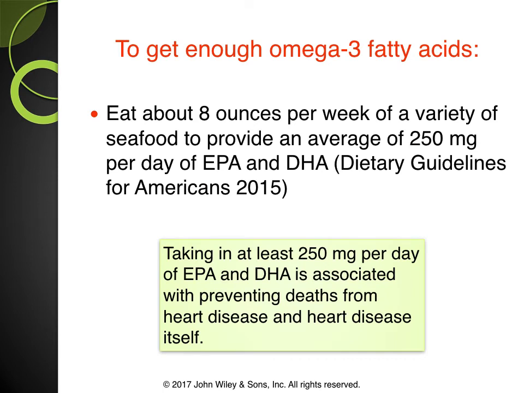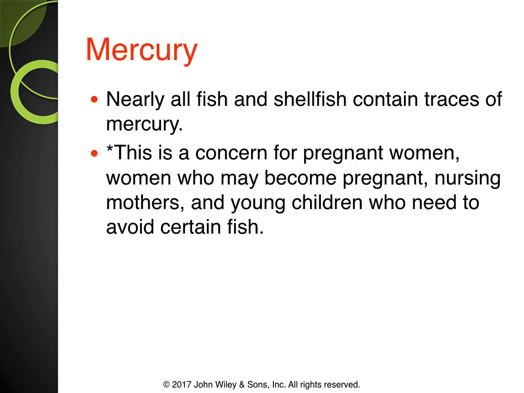This is just a recommendation in case you were curious. If you eat about 8 ounces per week of a variety of seafood, that will tend to provide 250 milligrams of EPA and DHA, which is part of the dietary guidelines. That way you know that you're getting enough omega-3, and eating a variety means that it's less likely that you'll overindulge on tuna and have a diet high in mercury.